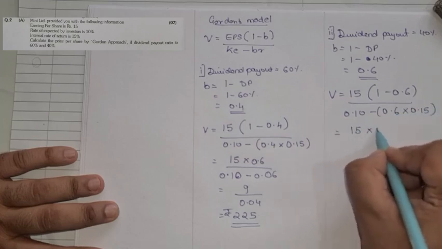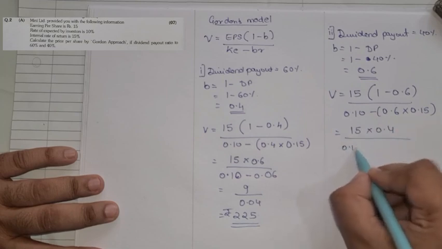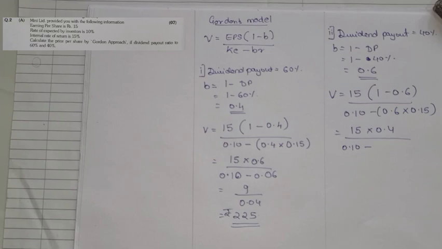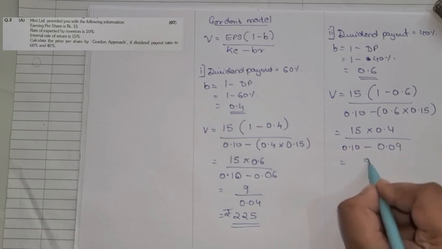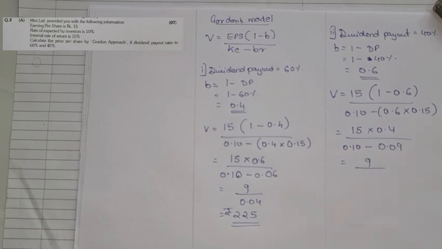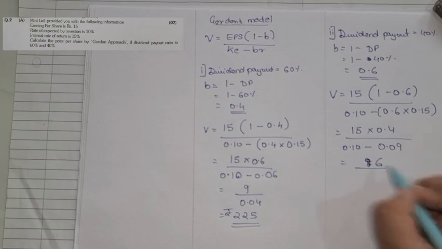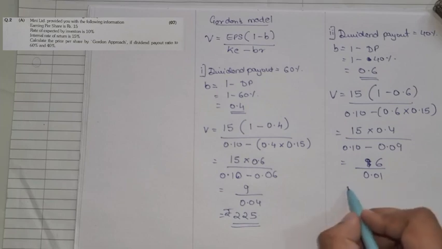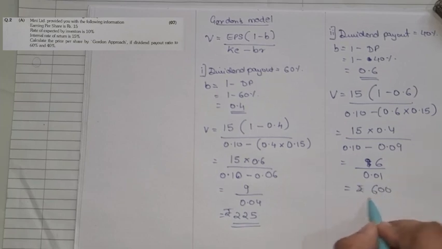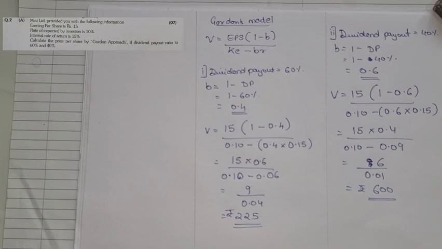So that will be 15 into 0.4 upon 0.10 minus, now 0.6 into 0.15 gives you 0.09. So 15 into 0.4 is 6, so it will be 6 upon 0.10 minus 0.09, that is 0.01. So 6 divided by 0.01, I get the value of share as 600. Okay, so this is how I had to solve the sum based on Gordon's model when dividend payout ratio is given. Okay, this is question number 2a.